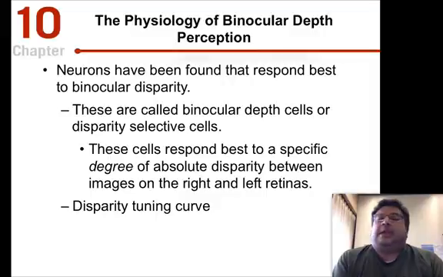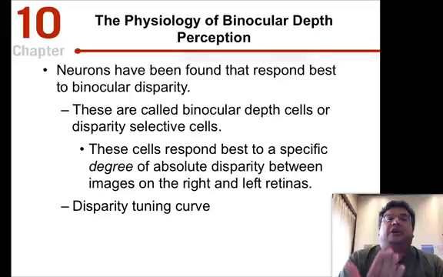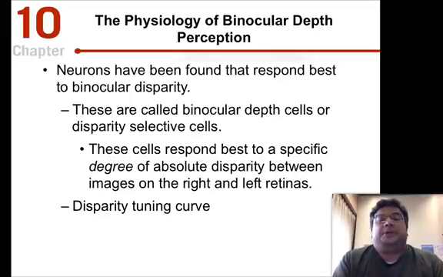So let's get a little bit now into the physiology of how some of this might work. We have identified neurons in the visual cortex that respond best to binocular disparity. So when we're looking at something that's very close to us, that's not in our horopter, and there's great binocular disparity, we have been able to identify cells that fire. And these cells have been referred to as binocular depth cells or disparity selective cells. And what's really interesting is that there are cells that respond to specific degrees of absolute disparity. There are cells that will respond when the disparity is very great, and then other cells that will respond when the disparity is not so great.